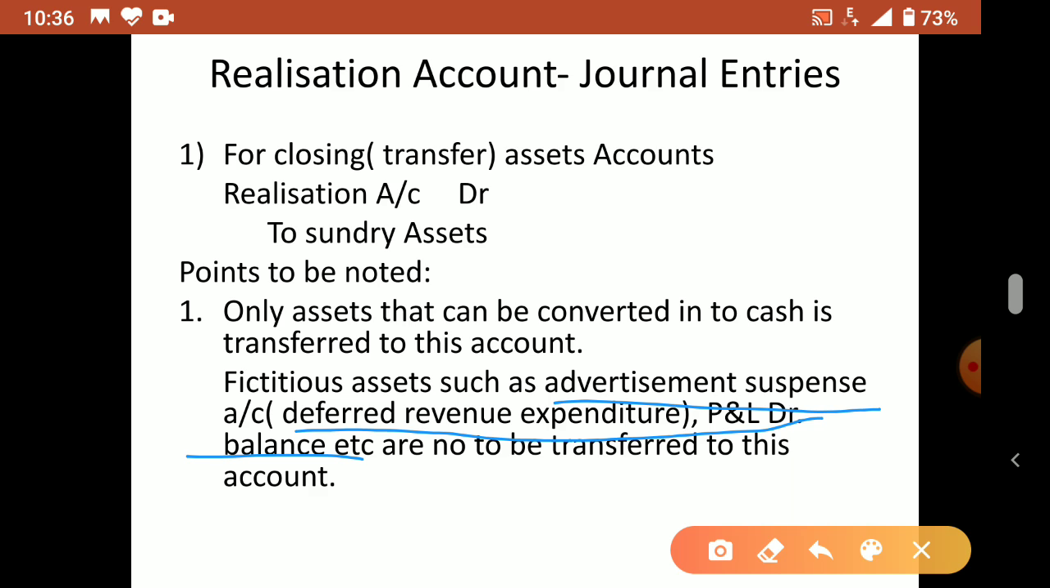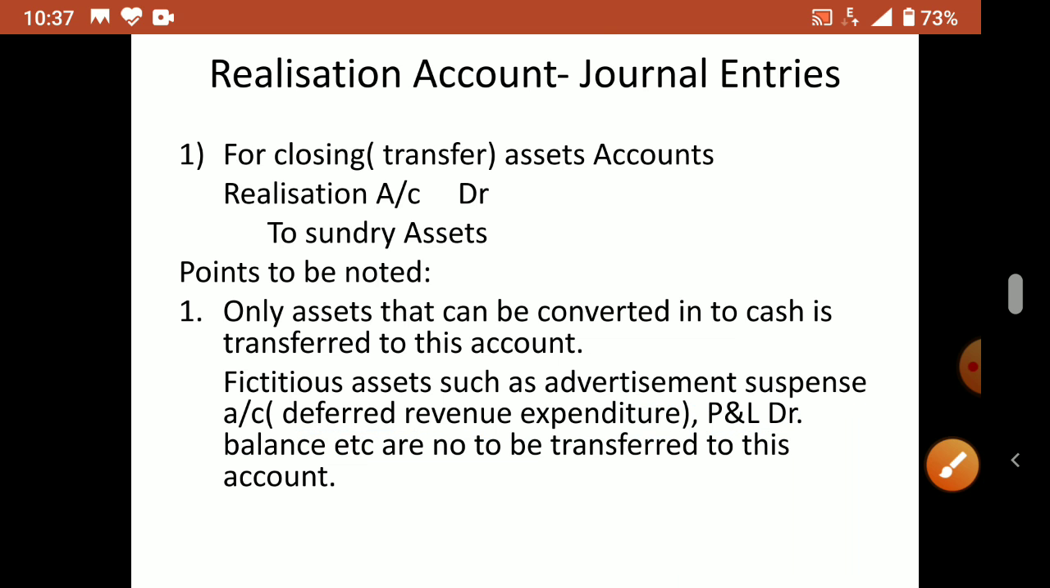So if the P&L account and deferred revenue appear in the balance sheet, these are not real assets, these are not fixed assets. Remember, these are fictitious assets. Sometimes a question will come: write one fictitious asset example. These are not real assets, you cannot sell them in the market. These are really a loss for the business. Because of the debit balance, it is just appearing on the asset side. So this will go where? To the capital account only, you cannot take it to the realization account. So don't take fictitious assets. Okay, so what is the rule? Only those assets which can be converted into cash, only those items you have to take.